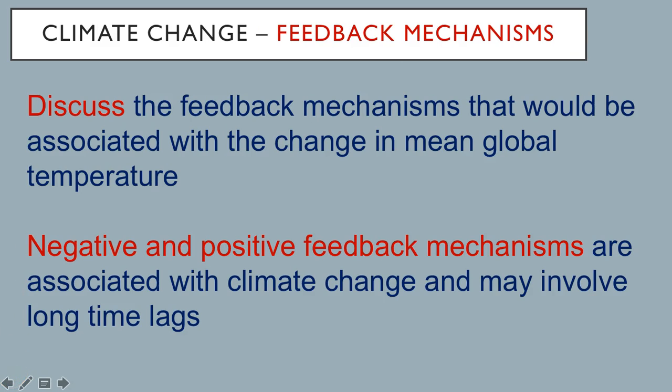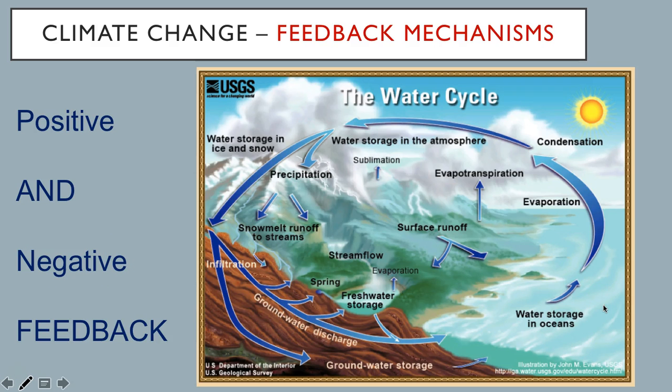You also need to be able to discuss the feedback mechanisms that would be associated with the change in mean global temperature. Negative and positive feedback mechanisms are associated with climate change and may involve long time lags. An example of a positive feedback loop with regard to climate change occurs in the water cycle. Remember, water as a vapor is a greenhouse gas. As temperature increases, more evaporation occurs. More water vapor causes more rise in temperature, which causes more evaporation, and so forth.